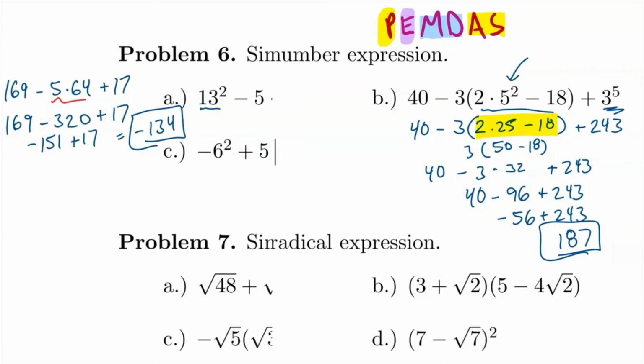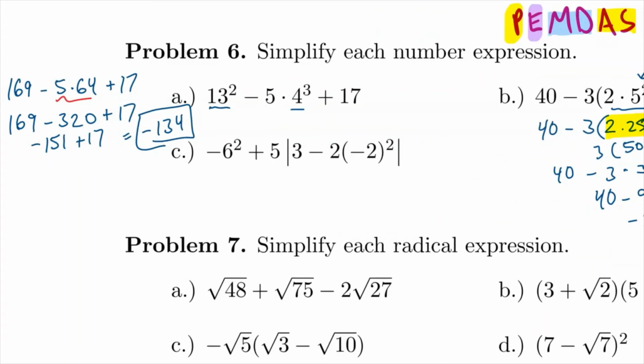And finally, for part C, we have some absolute value bars that serve as a grouping symbol and an exponent. There's also this exponent on the outside though, so let's start there because it's separated enough from the rest of the expression. One thing that's important to notice is an exponent like this only applies to the number that's closest to it. So the negative sign is actually not affected by the exponent.